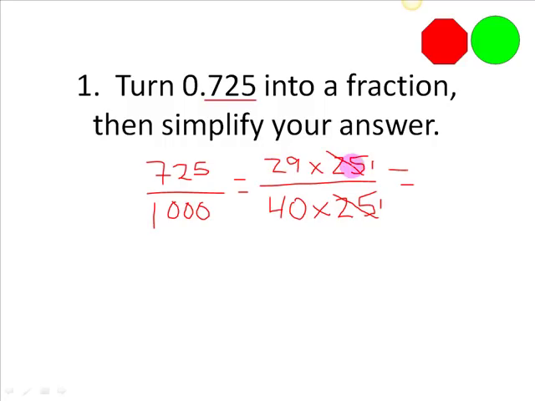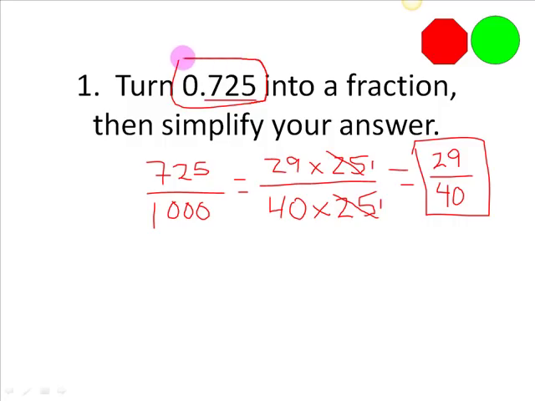Now, we have 29 times 1, so that's just 29. And 40 times 1 is 40. And I don't see a way that we could factor this any further. So what this means is, if we did the top in, bottom out, if we divided 40 into 29, we would come up with 0.725.